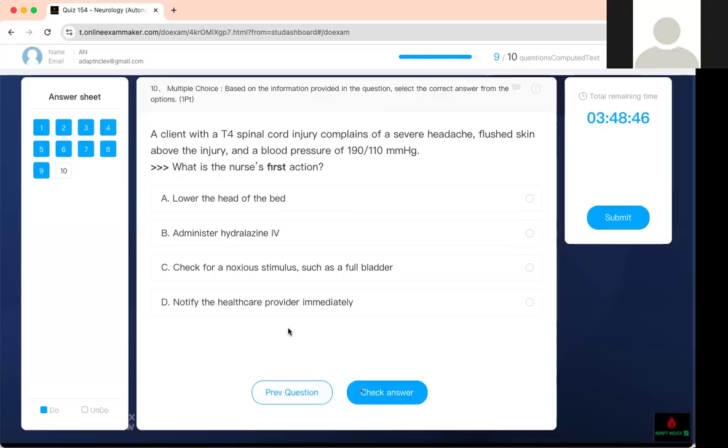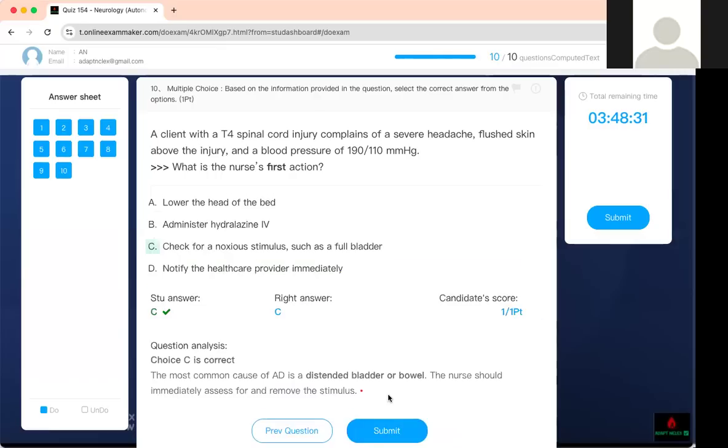Telling the doctor about it is not going to help. The time you leave the patient to go take the phone to call the doctor, you're wasting time. ICP going up, headache is going up. They have hypertensive encephalopathy. Therefore, check for stimuli.